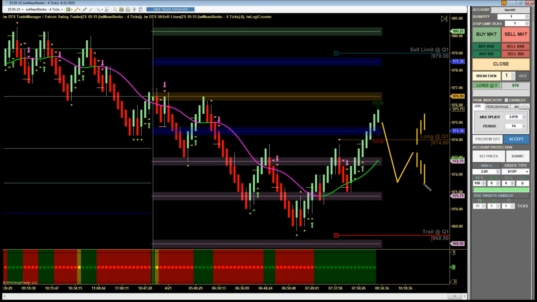The only problem with that is it doesn't always happen this way. Like this reactionary move might be slight. It may only come down to here and then start trading higher, and then the market won't let you in at the better price.